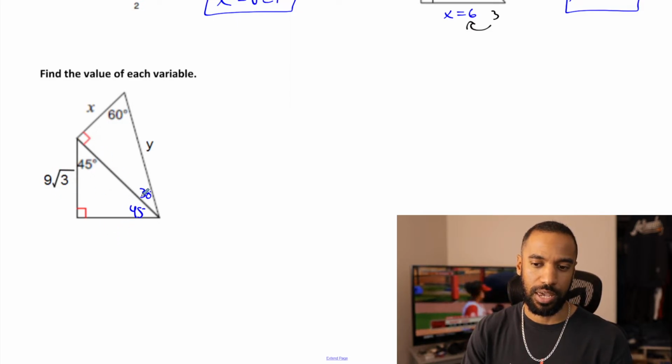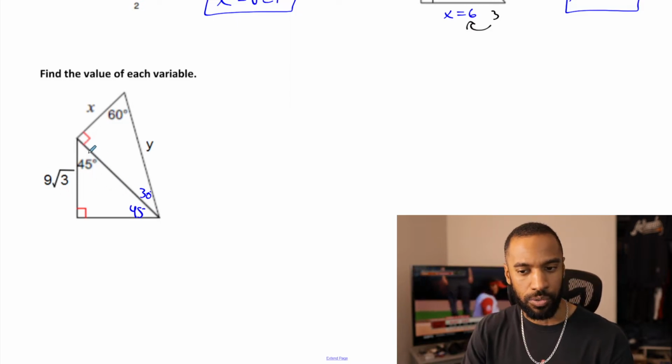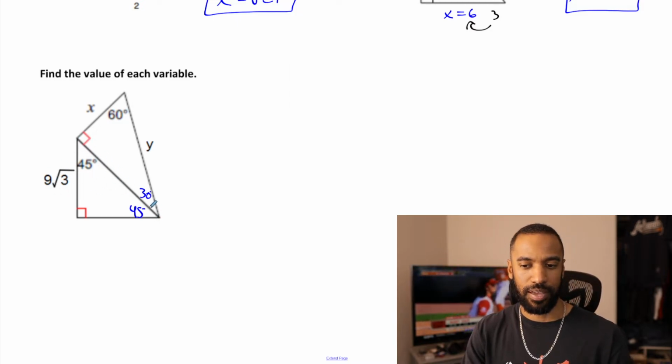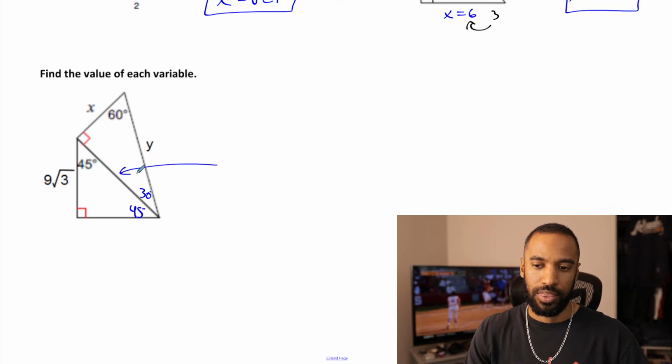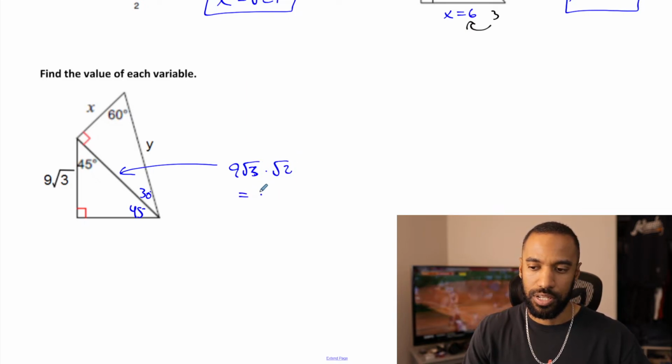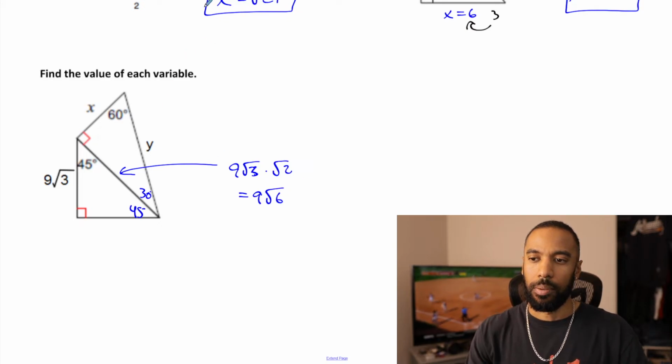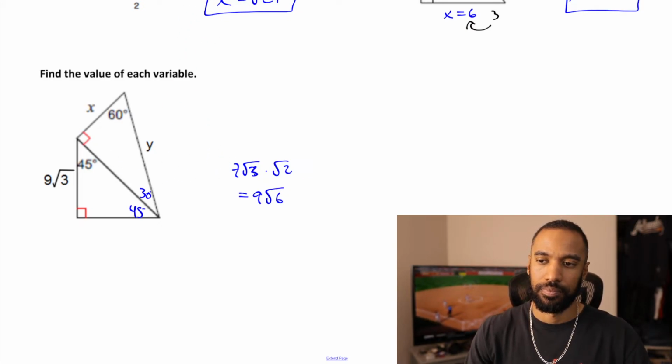But what I need is this hypotenuse, because the hypotenuse of the 45, 45, 90 triangle is also the long leg of the 30, 60, 90 triangle. That length right there is 9 root 3 times root 2. Right? Root 2 times larger. So that's 9 root 6. So I'm going to place a 9 root 6 right there.